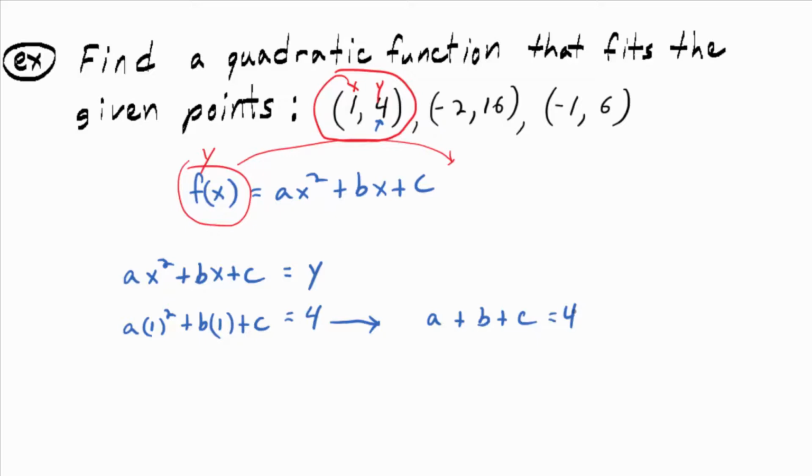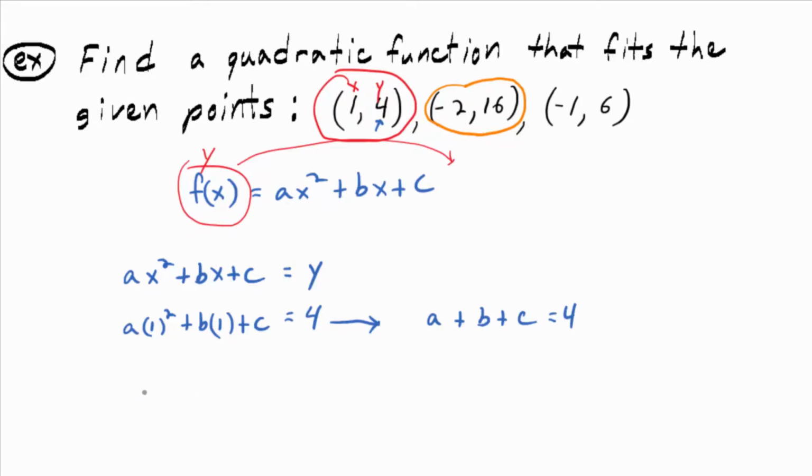Now, if you do that twice more with the other 2 points, you've got yourself a system of 3 equations, 3 unknowns, which we know how to solve. And it's actually really good review for the final, so let's do it. Okay, help me out here, you guys. Can you plug in these 2 values and create an equation like I just did?